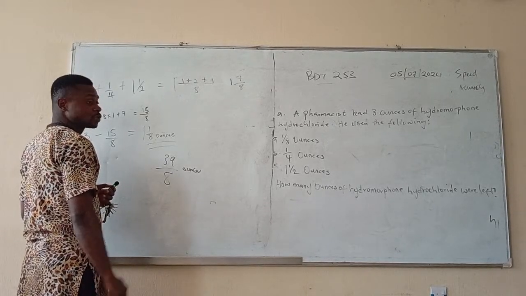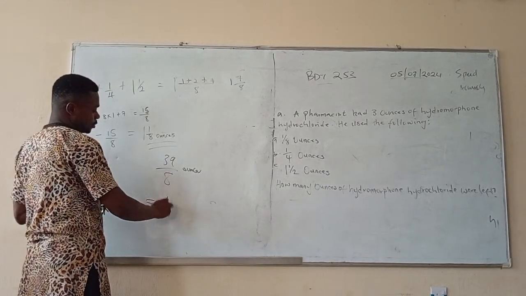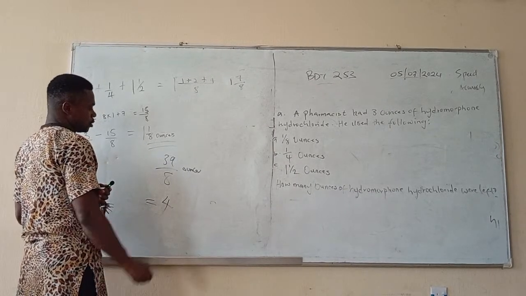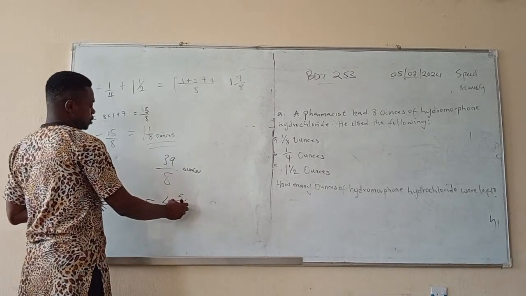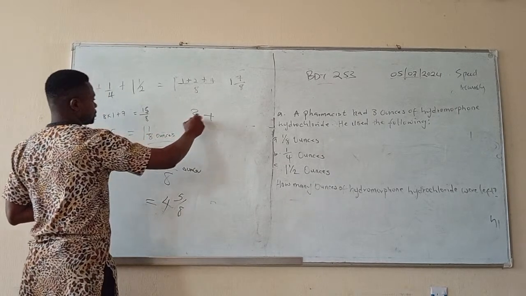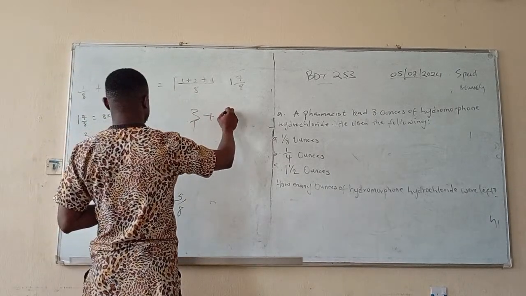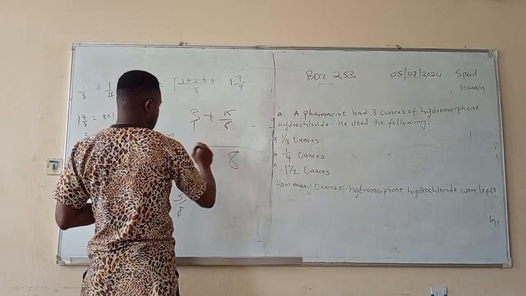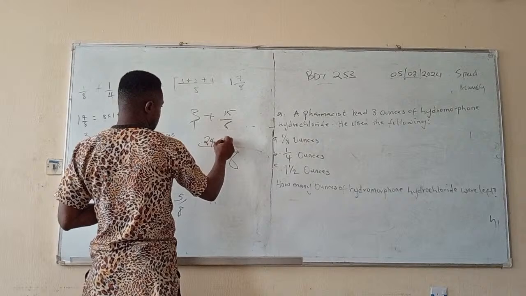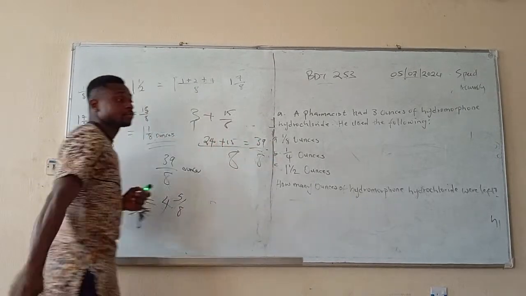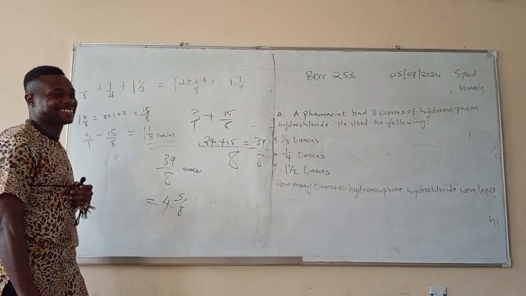Let's see whether she's correct. This is 8, right? 8 divided by 1 is 8. Times 3 is 24. Minus 8 divided by 8 times 15. You subtract. 24 minus 15 is 9 over 8.